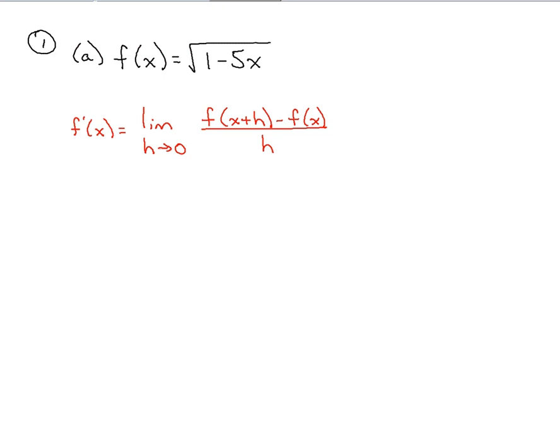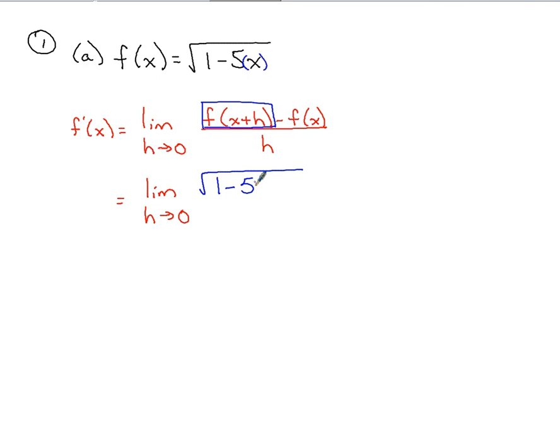So if we're using the definition here, we continue to apply the limit throughout until we get this simplified form we can apply the limit to. And we begin by figuring out what f of x plus h is. We take x plus h, insert it in the place of x in the original function, and get the square root of 1 minus 5 times x plus h, if we're replacing x with x plus h.